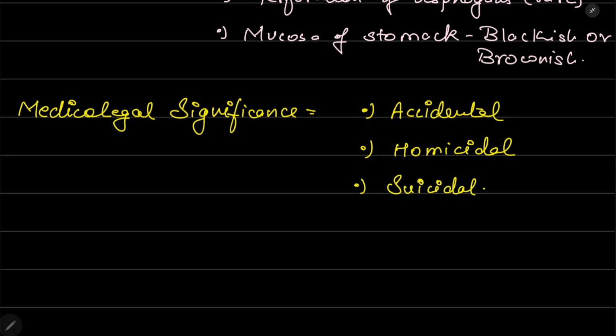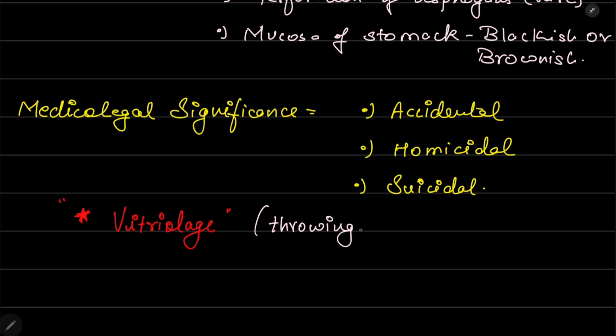There is one very important term. Like we have already learned, sulfuric acid is also known as oil of vitriol. From that word vitriol, there is a term known as vitriolage. It's a very important term and a very serious case in India, that is throwing of acid. It's a punishable offense and it is very dangerous.